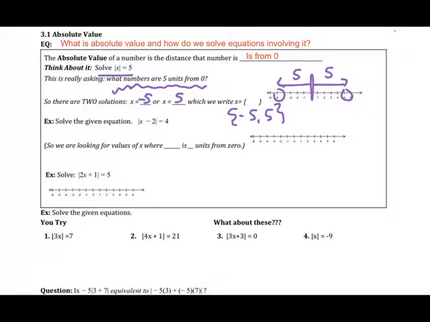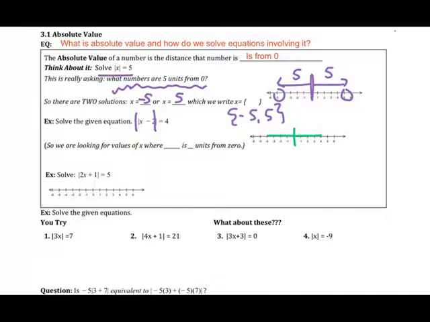So let's look at this next example. This says the absolute value of x minus 2 equals 4. So remember, absolute value means a number's distance. So this is saying the distance is 4. So we are 4 away from 0 on the number line. So let's look, here's 0, we're going 4 away. 4 away we could go up, or 4 away we could go down.